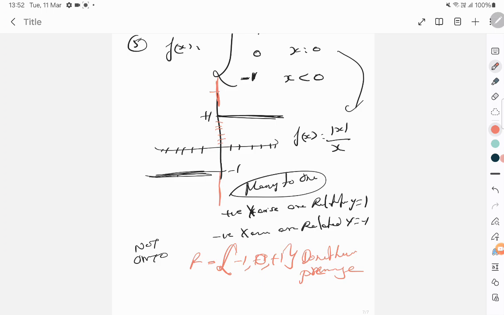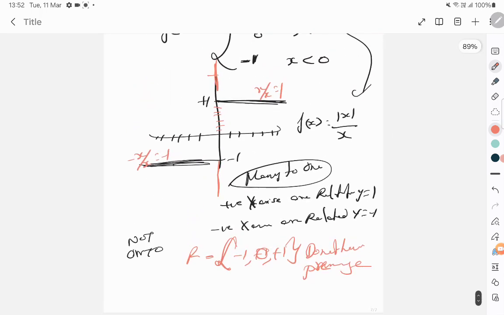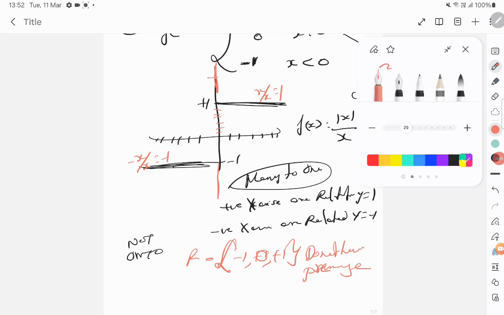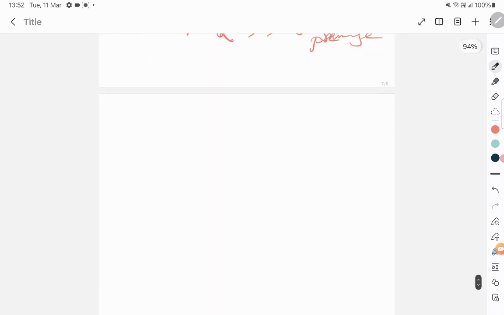Such an explanation is good enough. You don't have to bother writing more. You know when it's greater than 0, it's x by x, so the answer is 1 here. It's minus x by x, the answer is minus 1 here. The mod function definition, which I taught you in the class. So let's go to the 6th question.